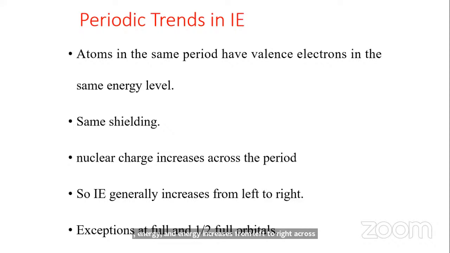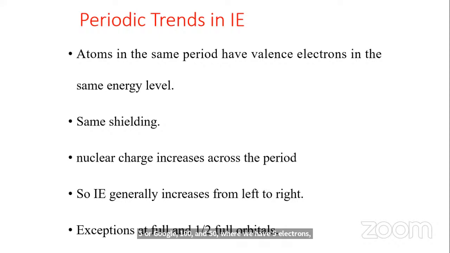However, there are exceptions. These exceptions occur when we have the filled sublevel or the filled orbital or the half-filled orbital. Now we have a filled orbital at group 2, where we have the filled s orbital, s2. All elements in group 2 have an outer configuration of s2. And also under group 15, when we have 5 electrons, we have a half-filled p orbital.